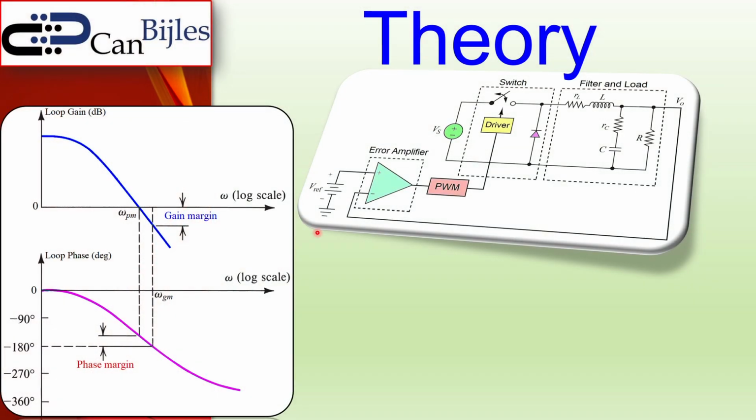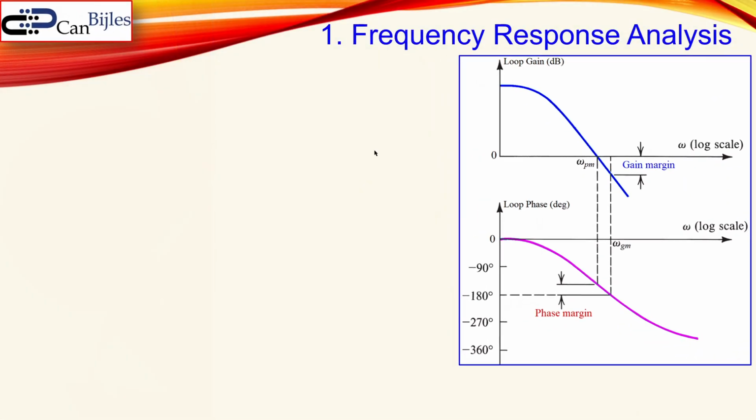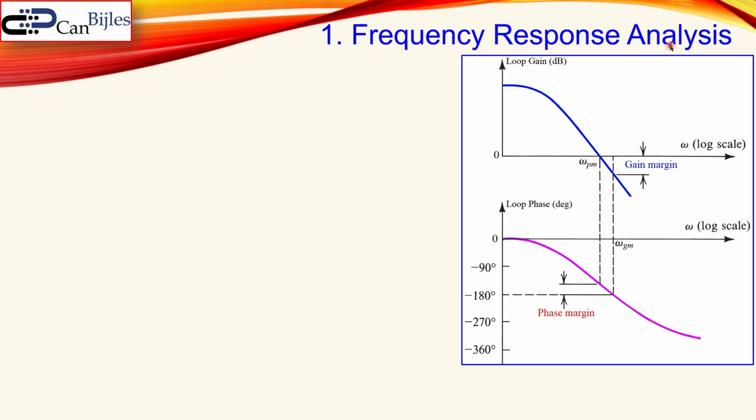Okay, now before we dive into the topic, let's give a very brief overview of the theory we need. So we'll talk about the phase margin and gain margin, also about the circuits here, about our transfer functions. And also we will use this circuit, which is the type 2 compensator. Okay, first we discussed the frequency response analysis. We see here the loop gain, magnitude, and also the phase. Let's define first what the gain margin and the phase margin is.